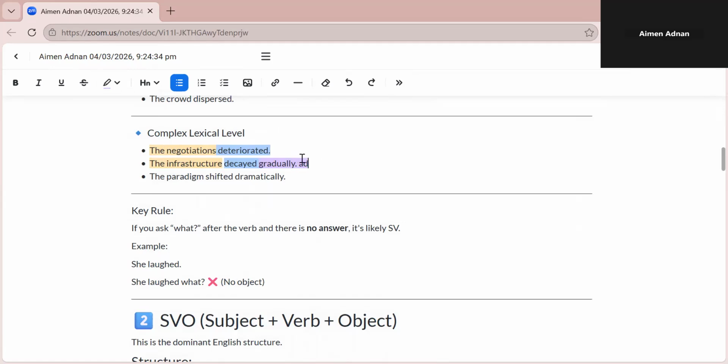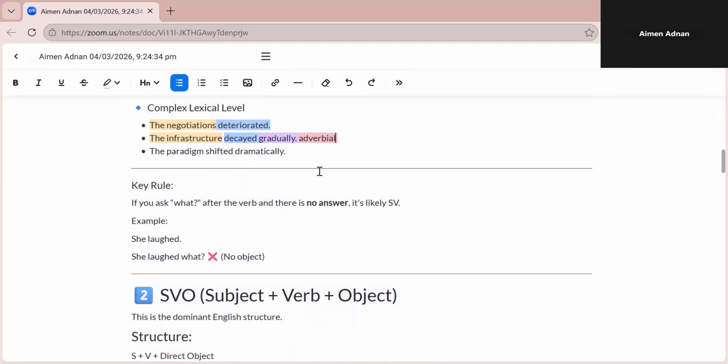So what is an adverbial? An adverbial is something that enhances the meaning of the verb, which is decayed. How is it adding meaning to it? It is telling us how often the decay happened. It is answering the question how often, that is why it is an adverb. I have also already mentioned it in the notes.